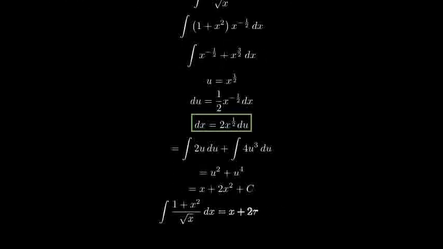And there we have it. We use substitution to evaluate the integral of (1 plus x squared) over the square root of x. Substitution allowed us to simplify and then integrate each term separately before back substituting to arrive at the final result, plus c.